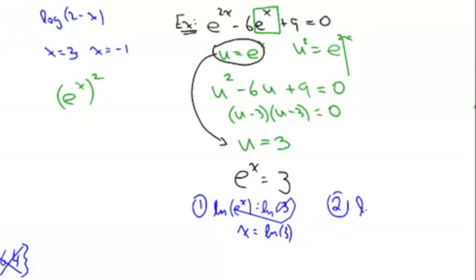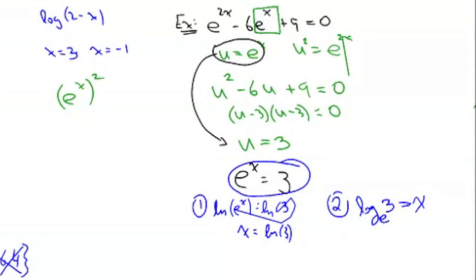So this becomes log, what's the base? What's the base of my exponential? E. So you go log base e of 3 is equal to x. Log base e of the other side is equal to the power. Log is answering what power do you have to raise e to.